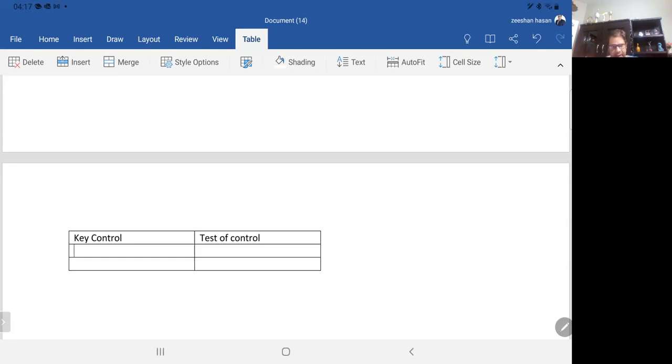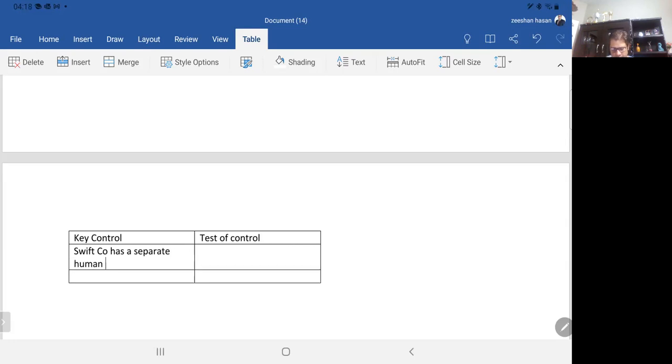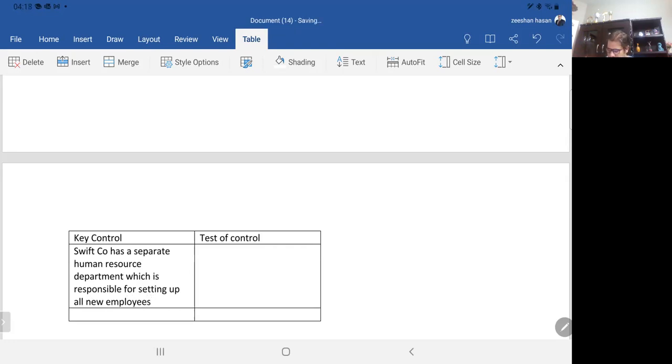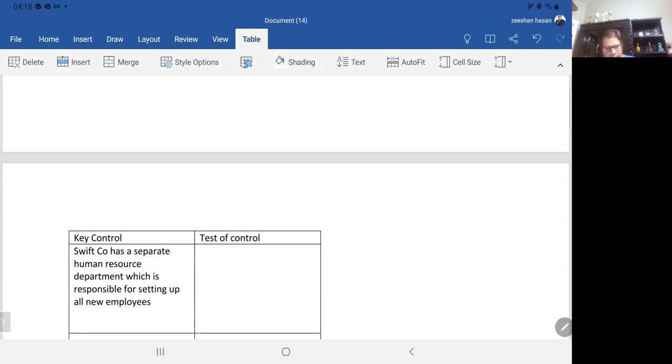Now, key control. Firstly, Swift Company has a separate human resource department, which is responsible for setting up all new employees. That's one of our key controls. Now, I was asking for the key control, right? So I will explain why it is a key control.